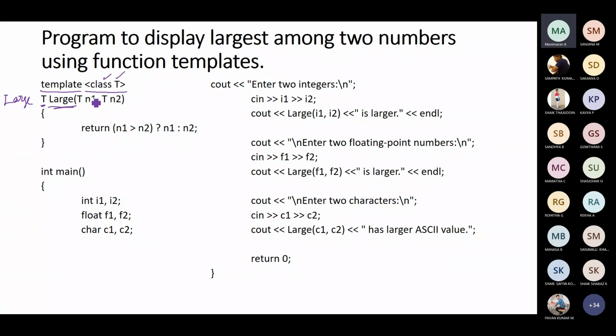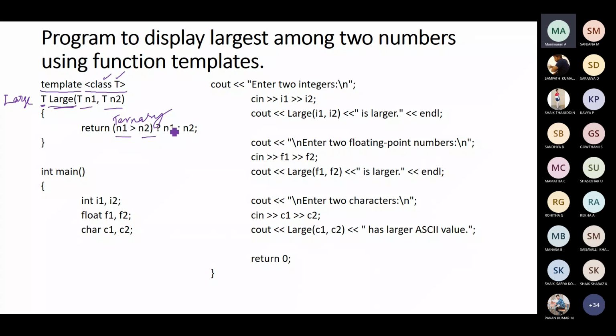So now within the function brackets we are passing two arguments. One is n1, another one is n2. Both are template, that is the data type is the template argument. And then here we are using a ternary operator for finding which one is largest, n1 greater than n2.